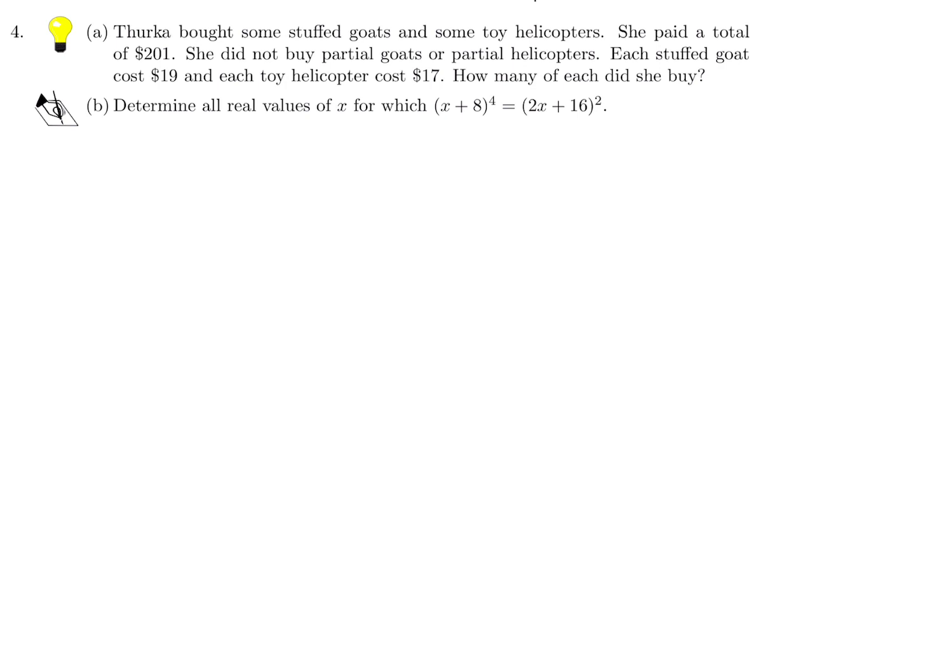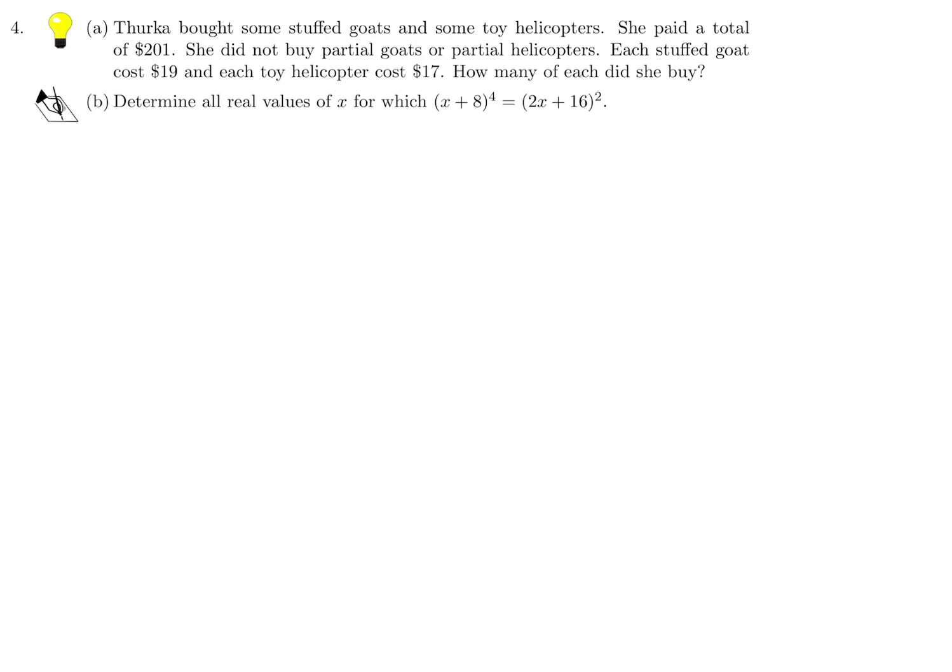Thurka bought some stuffed goats and some toy helicopters. She paid a total of $201. She did not buy partial goats or partial helicopters. Each stuffed goat cost $19, and each toy helicopter cost $17. How many of each did she buy?